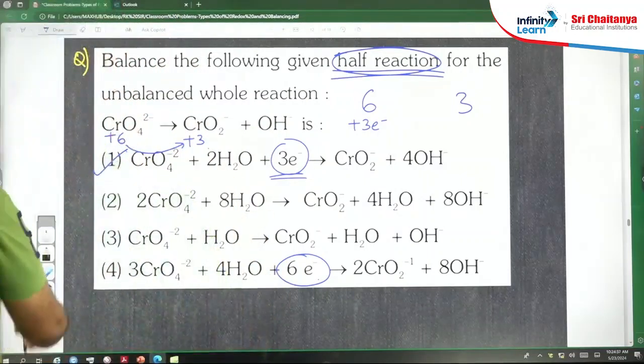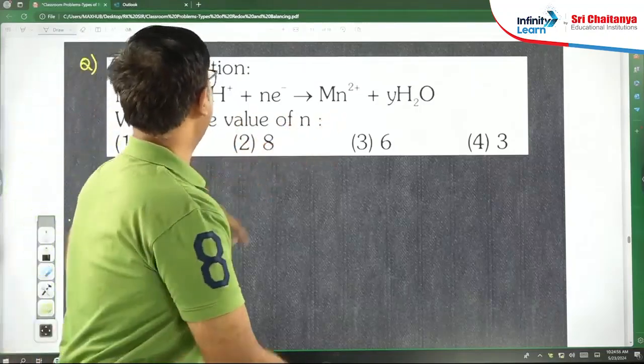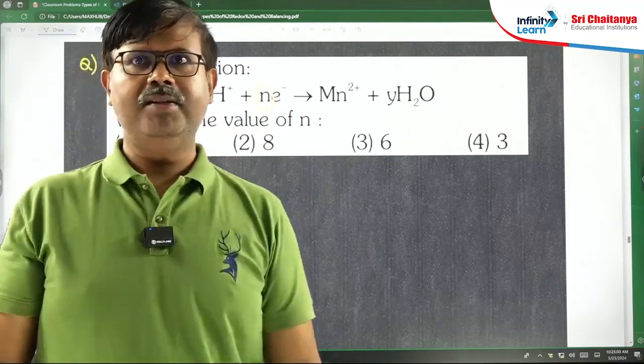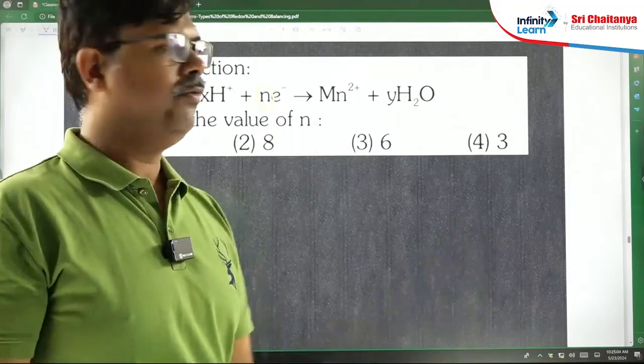Next, we will see the next question. There is a reaction given. What is the value of n? n means electrons. This is also a half reaction only. So just now we have seen a previous example, similarly we will find out.